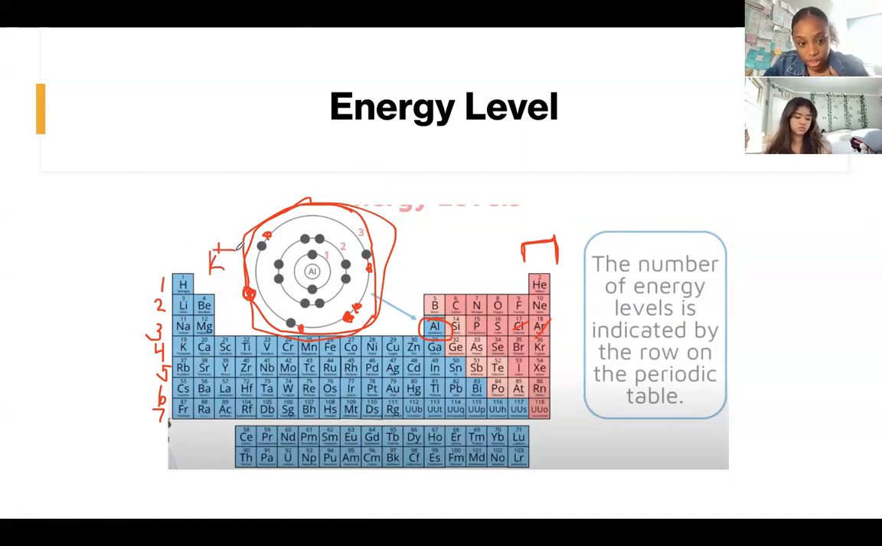So that's how the Bohr model relates to the periodic table. Does that make sense? Yeah, it does. Okay.